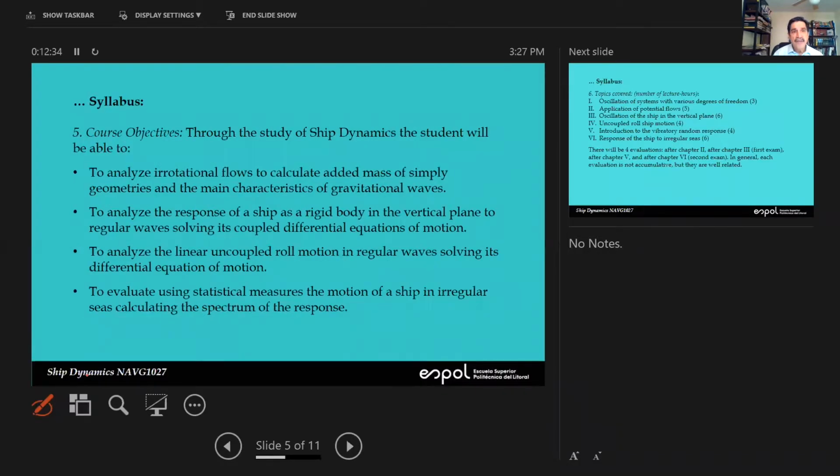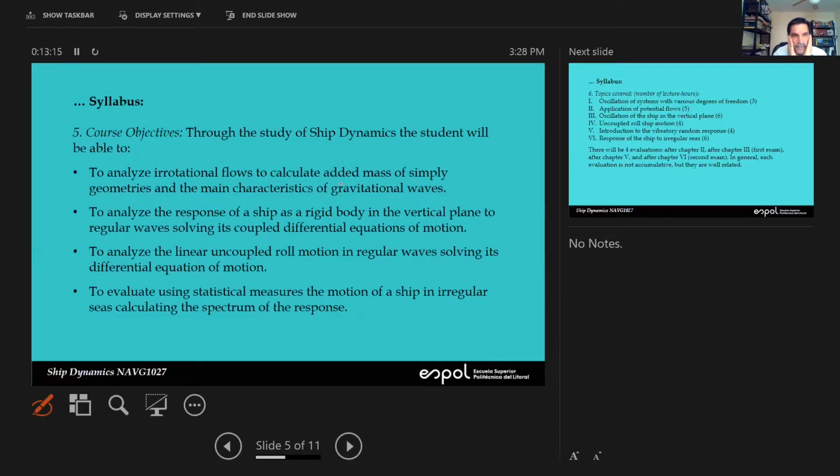These are the course objectives. In the past, the first objective was a little different. Now, we put more emphasis on this. We're going to use irrotational flow theory in order to analyze. This verb is very strong. So we will be able to integrate pressure and calculate added mass. We also are going to review some main characteristics of gravitational waves, because we need this in order to calculate the action of the waves on the ship.